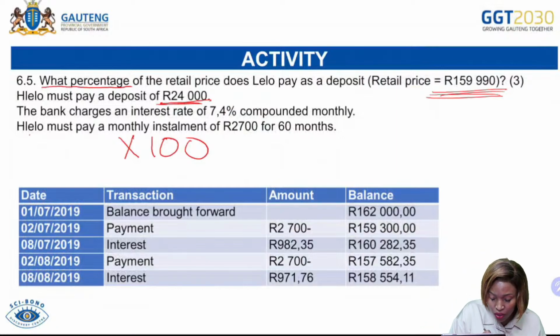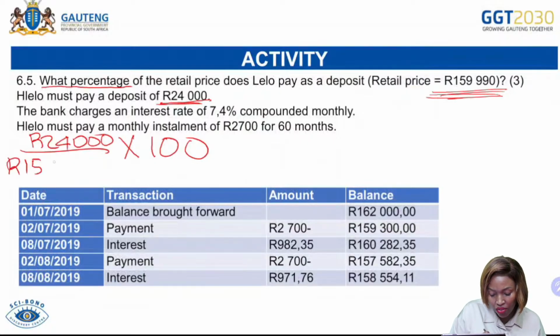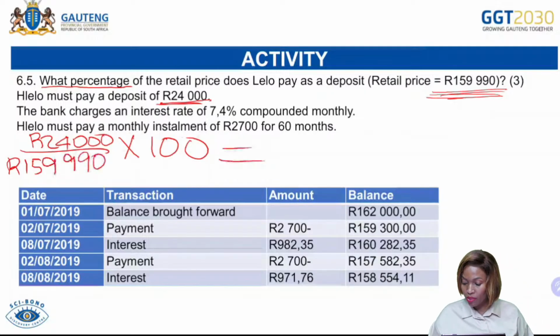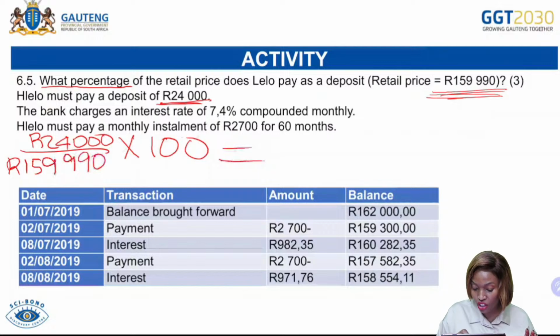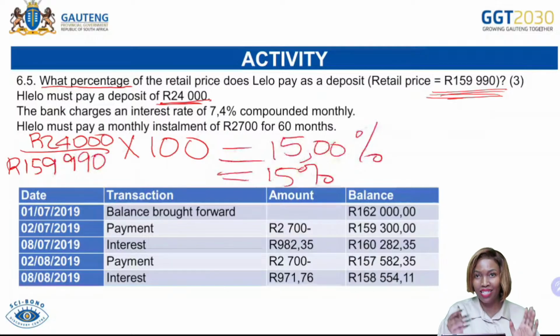So she paid a deposit of how much? Of 24,000 over the retail price of how much? Of 159,990. So let us punch this in our calculators to say 24,000 divided by 159,990, and then we times that by 100. Guys, you are allowed to use your calculator. The answer is 15.00%, which I will say is just 15%.